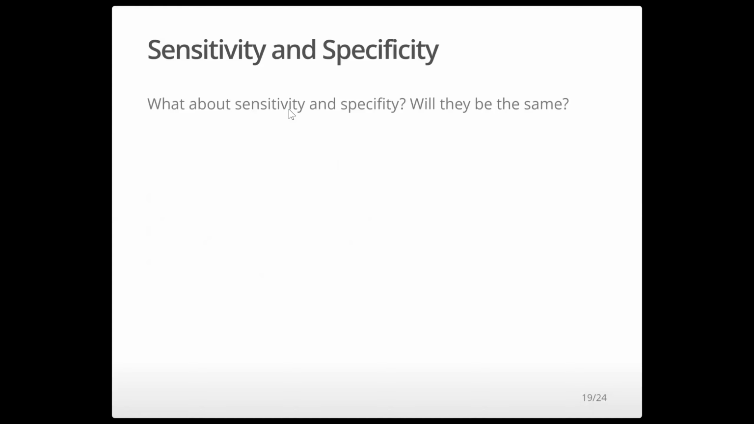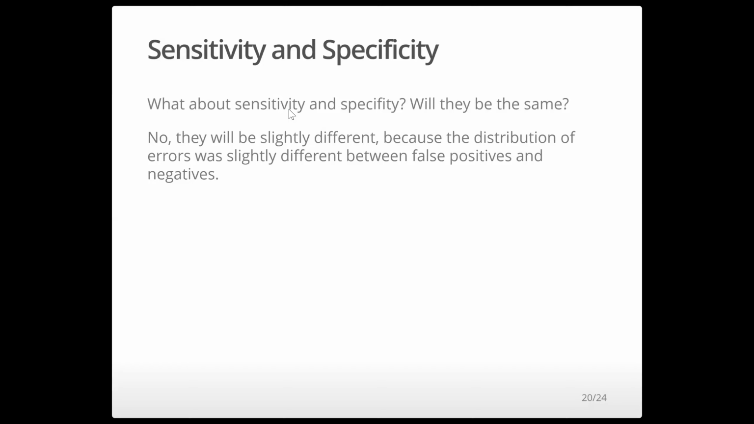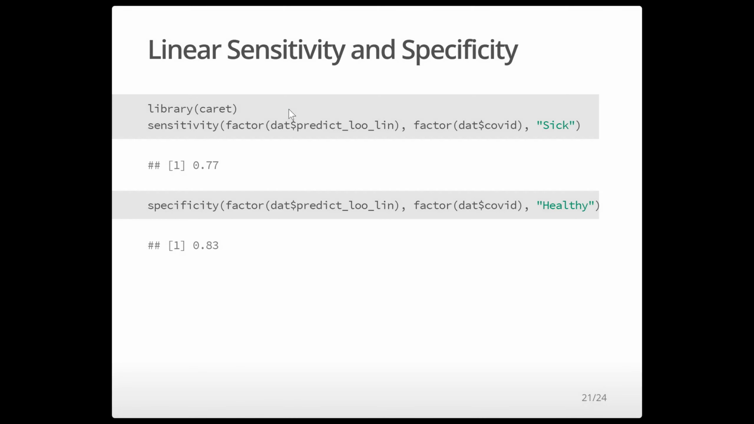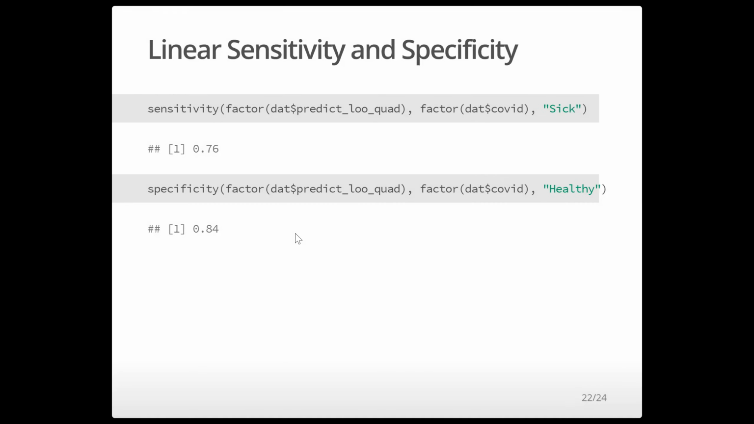And then sensitivity and specificity, will they be the same? What do we think? No, they're going to be a little bit different because the distribution of errors was different, and these are specific to the types of errors. So here we see for linear, we get a sensitivity of 0.77, specificity 0.83. Again, I should be changing these titles to quadratic, and I'm forgetting to do that. I will fix that. So here's for quadratic, sensitivity and specificity become 0.76 and 0.84.